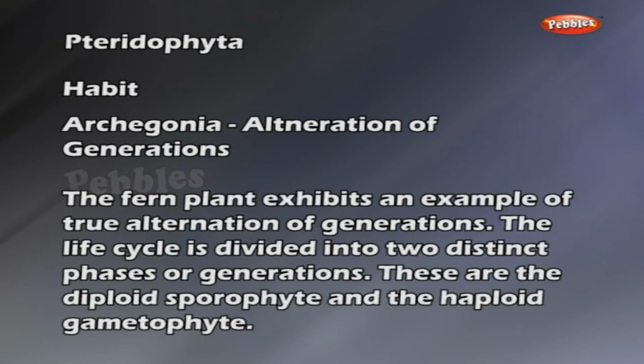The life cycle is divided into two distinct phases or generations. These are the diploid sporophyte and the haploid gametophyte.